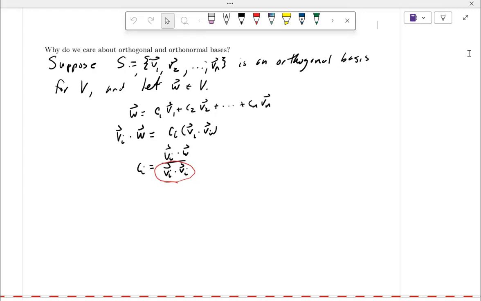So these coefficients that we get in our linear combination that gives us W really are just the coefficients of the projection of W onto each basis vector. This is a nice property. If it's orthonormal, we get an even better result, because what is that inner product going to equal? 1, right? And so the coordinates with respect to the basis are literally just the dot products of the vector we're interested in with each of the vectors in the basis. Okay.